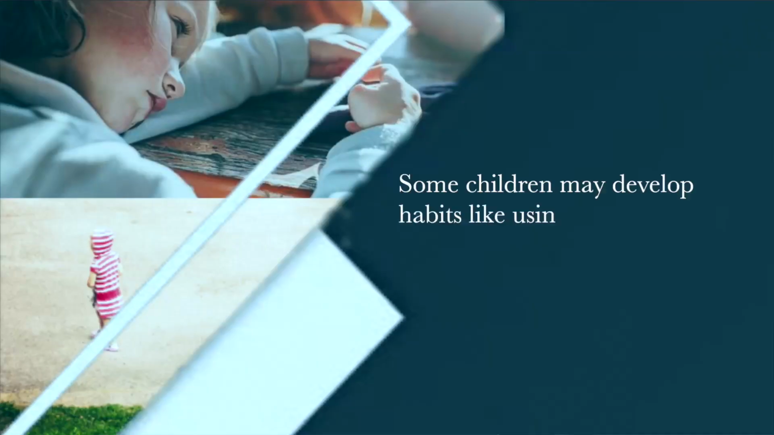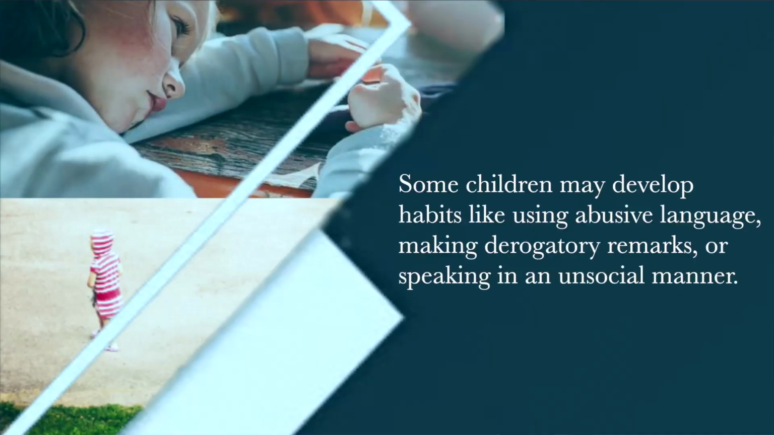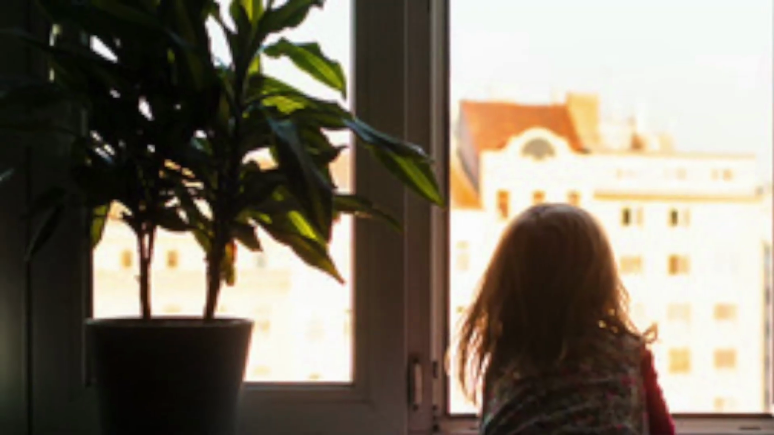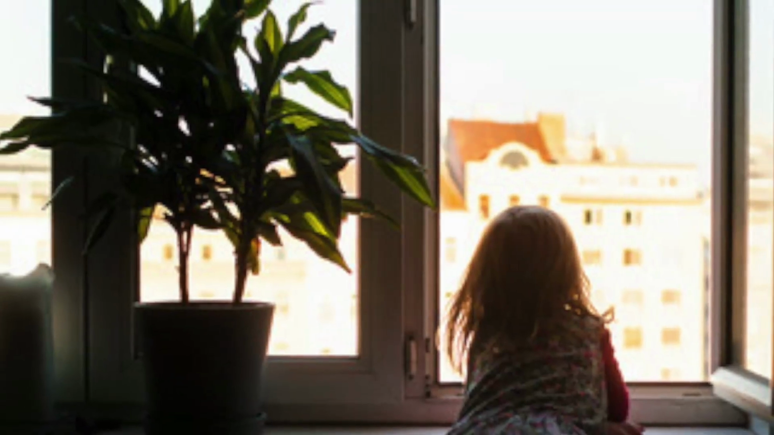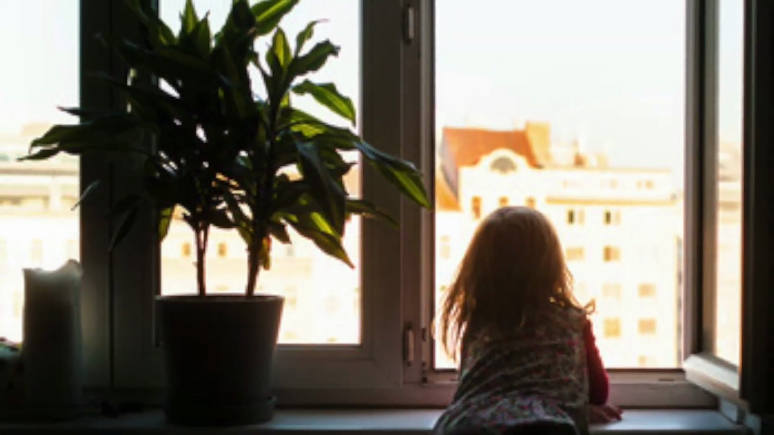Lastly, some children may develop habits like using abusive language, making derogatory remarks, or speaking in an unsocial manner, often influenced by poor role modeling from adults. These behaviors can lead to social rejection and make children feel isolated and unpopular among their peers.